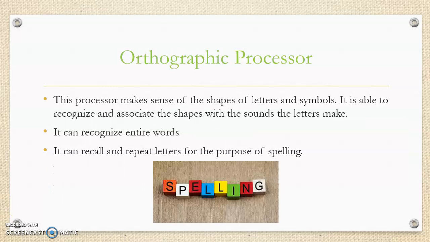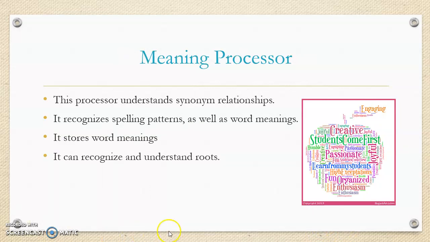The orthographic processor makes sense of the shapes of letters and symbols. That means it's able to look at a letter, and that part of your brain lets you know that the letter A is in fact the letter A based on what it looks like and what its shape is. It can also recognize entire words, and it can recall and repeat those words for the purpose of spelling. Then we have the meaning processor, which understands synonyms.